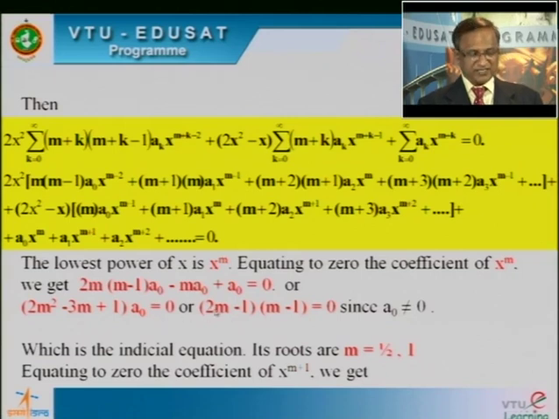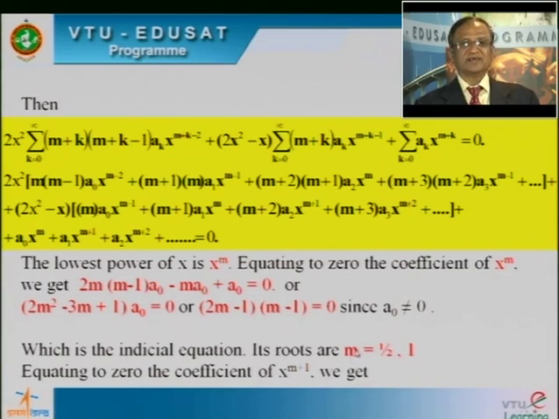Or it can be written as (2m minus 1)(m minus 1) is equal to 0. Because a0 is not equal to 0, it is of the type a times b is equal to 0. Either a is equal to 0 or b is equal to 0. It means 2m minus 1 is equal to 0 or m minus 1 is equal to 0. So I want to find out the values of m.